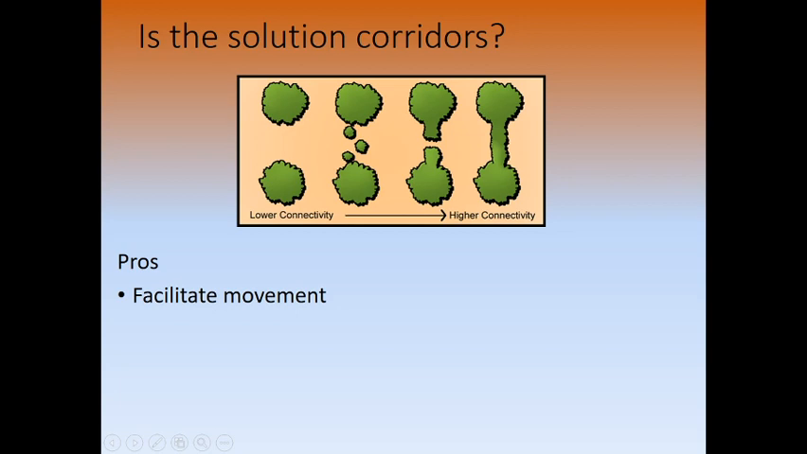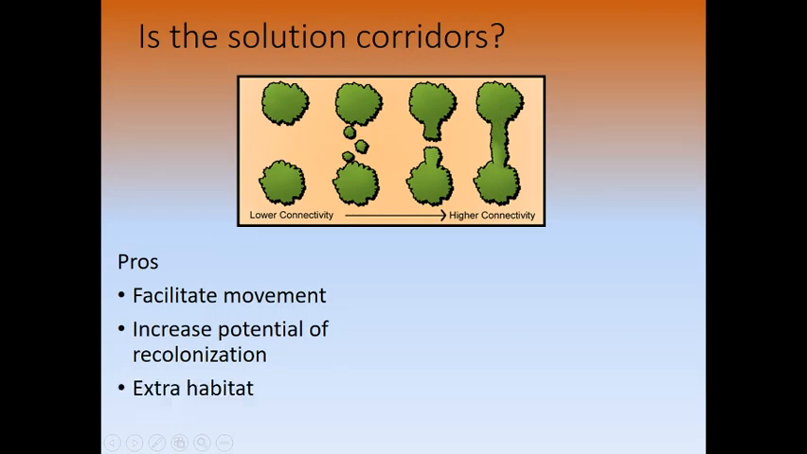Now, the good thing is that it does facilitate movement, and it would increase the potential for recolonization. So in this scenario, if the mice population crashes and dies in this patch, the mice are not going to be able to make it there. But maybe if there's a corridor, they would, and as these individuals start dying out, there can be a flow of individuals from here to go up. And it's also just extra habitat, right? Now, it's definitely edge habitat, which we know is not as desirable as the core habitat, but it is at least something.